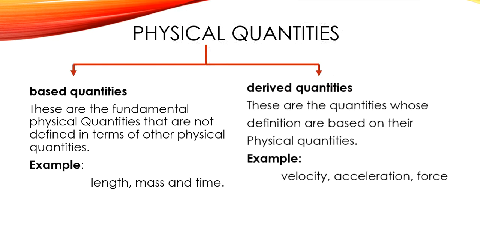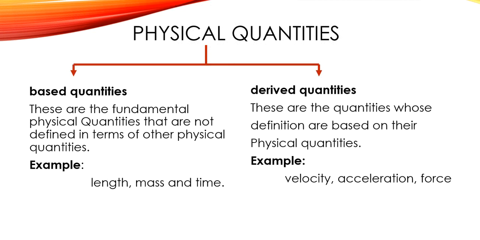Now we have to learn about the different types of physical quantities. There are two different types of physical quantities. One is the base quantities and the second one is the derived quantities. The base quantities are the fundamental physical quantities that are not defined in terms of other physical quantities. Like we can take the example of length, mass, time.